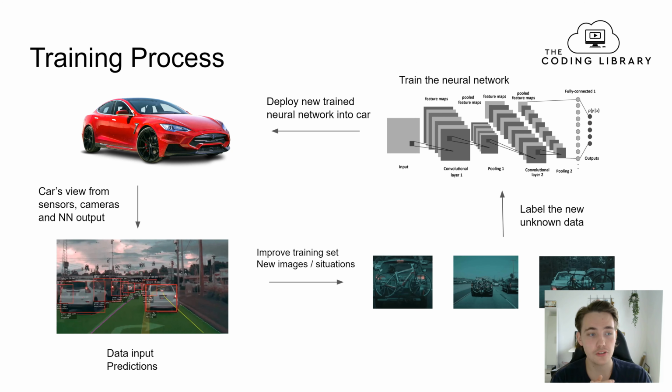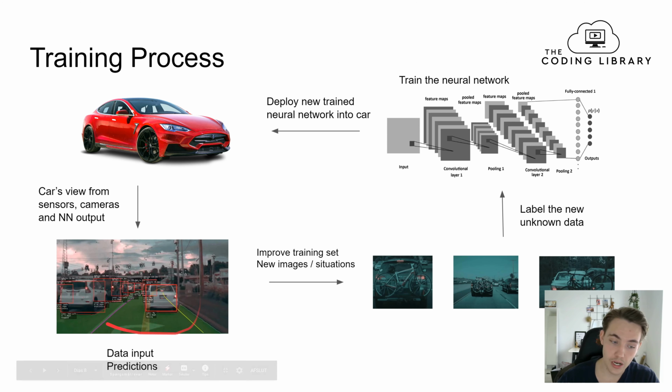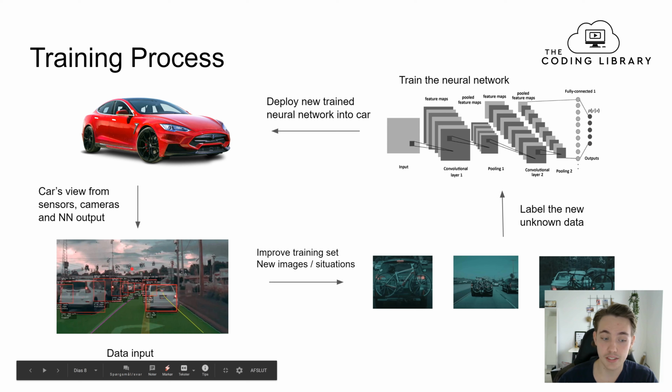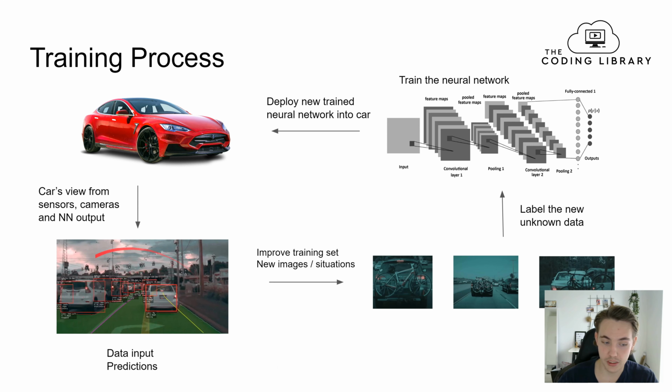We're also going to talk about the training process of the neural networks at Tesla. We have this Tesla car driving around in the environment, and Tesla has a lot of cars driving around and gathering information all the time. Here we can see the view from the sensors and the cameras, and also the neural network outputs that we have talked about already. These predictions in the image come from the data input to our neural network, which has already been trained a lot of hours. Tesla states that the neural networks have been trained for more than 70,000 hours.